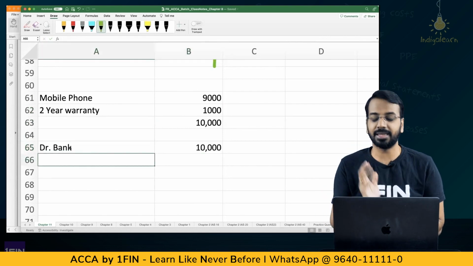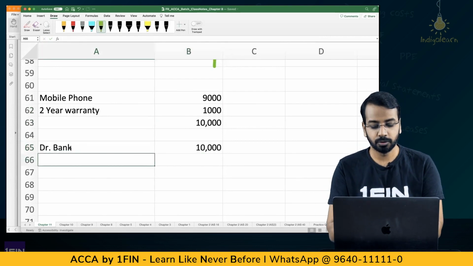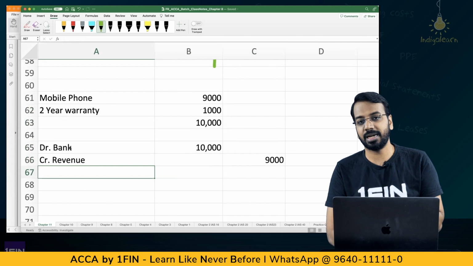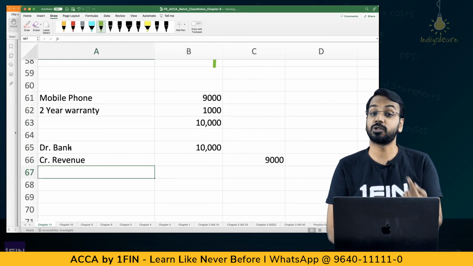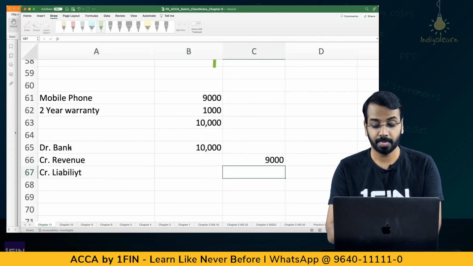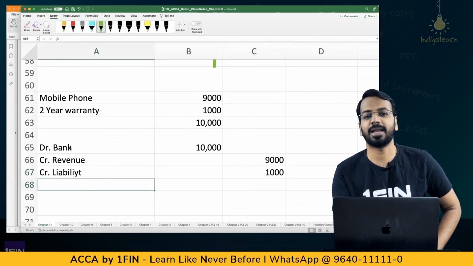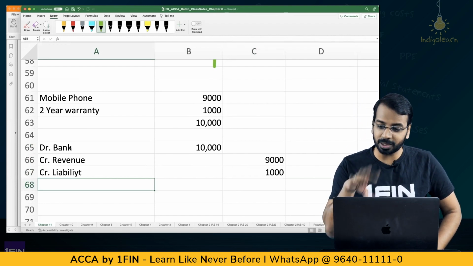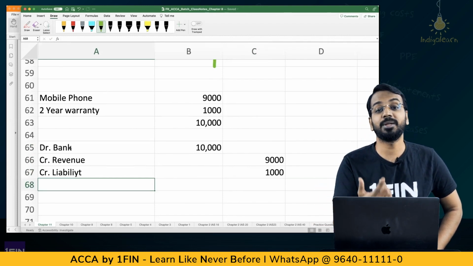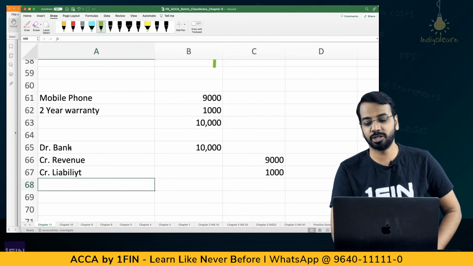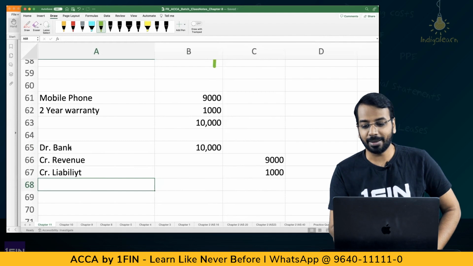Now, the moment I receive 10,000, I give the mobile phone. So credit revenue 9,000. And this 1,000 that I've collected, that is towards what? That is towards 2 years warranty. So you will say credit liability 1,000. So why credit liability? Because we have not yet completed the performance obligation. I've collected 1,000, but I have not completed my performance obligation. So because I have not completed my performance obligation, that amount is a liability.